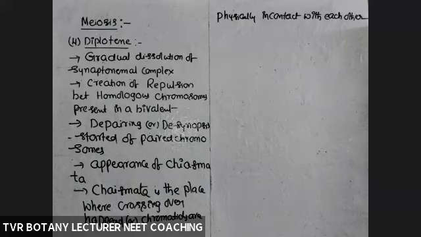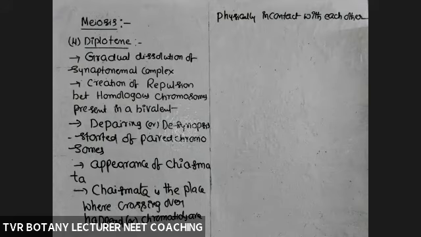For this one, a diagram is not required, just description only. So what is the first statement? Gradual dissolution of the synaptonemal complex present between mother-father chromosomes present in a bivalent. If that protein is gradually dissolved, definitely it creates repulsion or depairing between homologous chromosomes present in a bivalent. Means depairing or desynapsis is started.